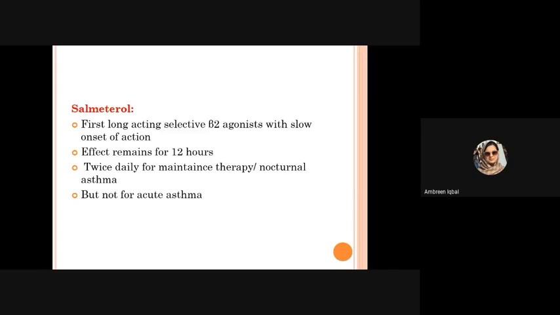Even for nocturnal asthma we can use it. Nocturnal means nighttime attack of asthma. But this one is not very effective for acute asthma just because it has a long duration and slow onset. So we preferably don't use it in an attack, where we actually want rapid and early effects.